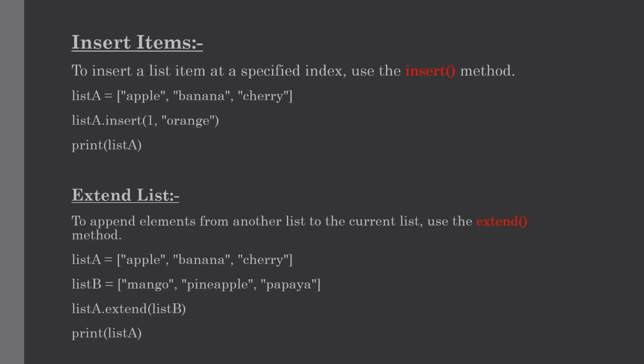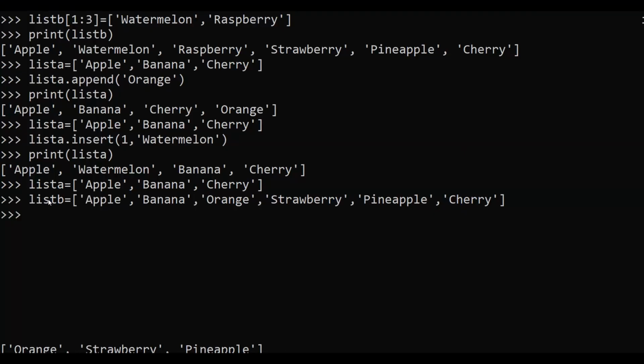The next topic is extend list. To join the elements of one list to another list, we use the extend method. So in this case, list A and list B are joined by using the extend method. Let me show you with an example. So these are our two lists, list A and list B.